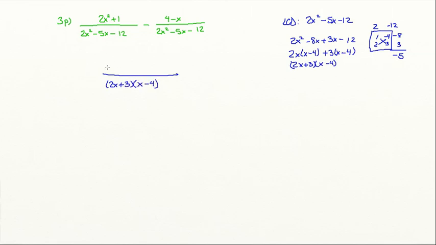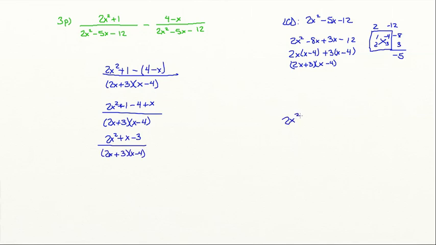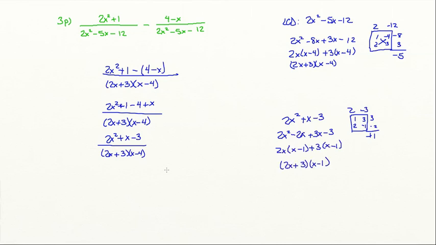My numerator is going to be 2x squared plus 1 minus brackets 4 minus x. Okay, let's distribute the brackets in the numerator. So I have 2x squared plus x minus 3. Let's see if we can factor 2x squared plus x minus 3. We can factor this. Okay, so let's put it into our equation now.